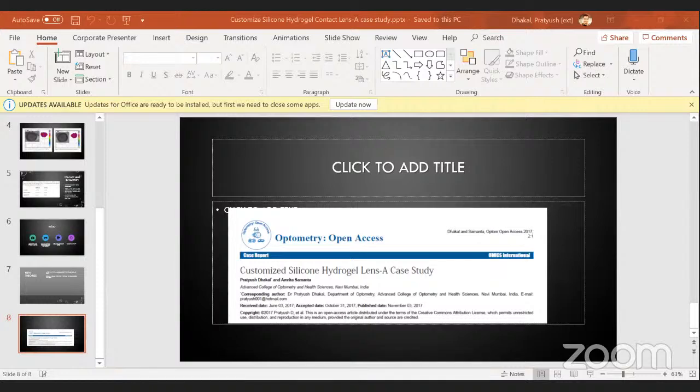Okay. There is one question from VG. She is asking, in India, is the only customized silicone hydrogel lens available? Yes, in India it is available. Okay.